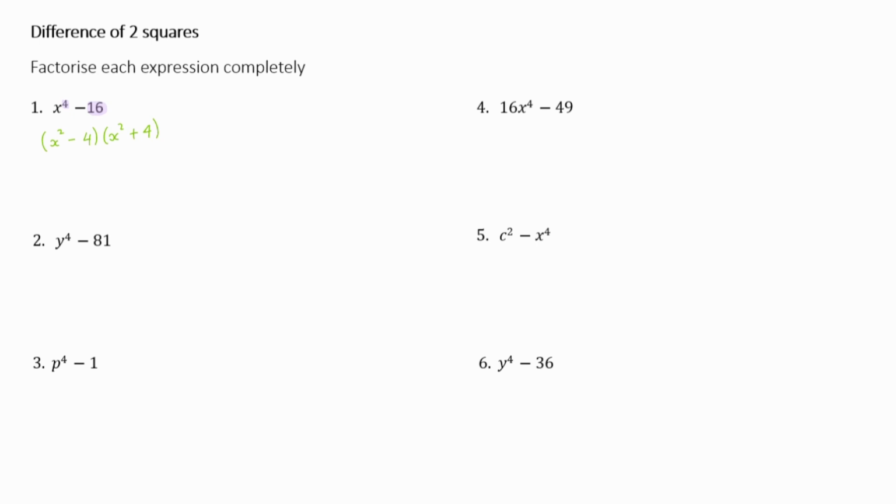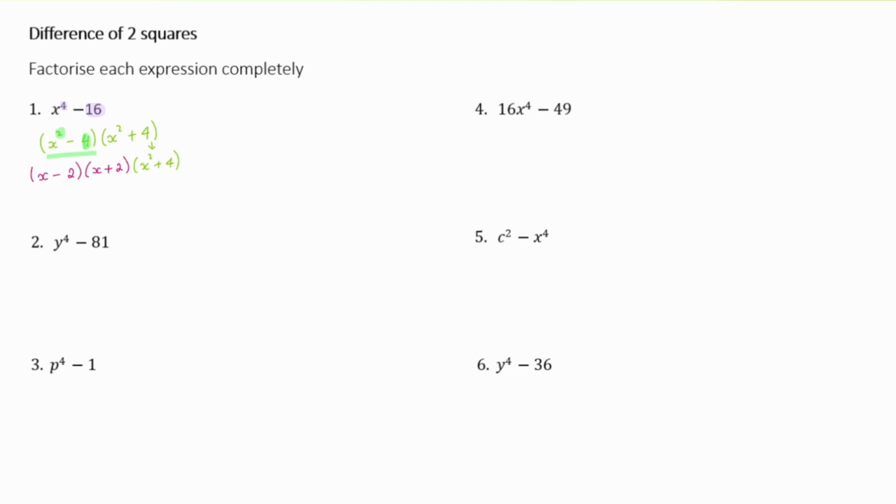We can then see that here we've got a square, and 4 is also a square number. And because we are doing x squared take away 4, this first bracket is a difference of 2 squares. So we can further factorize this as x minus 2 and x plus 2. We can then keep the second bracket as it is, x squared plus 4. And there we have our 3 factors for x to the power 4 minus 16.